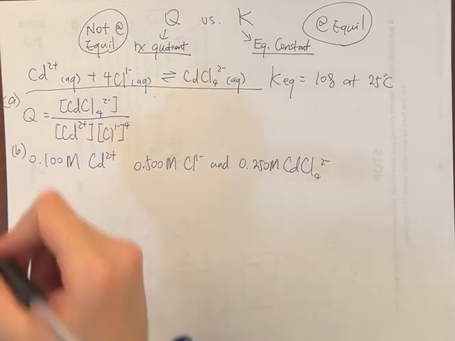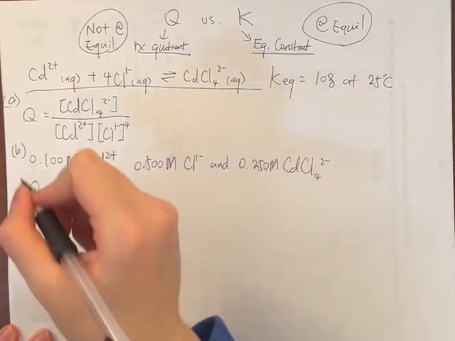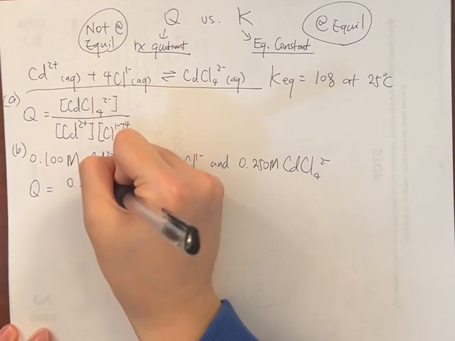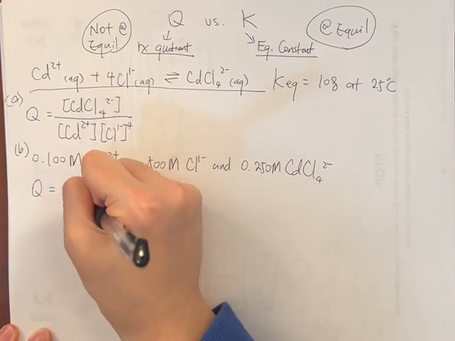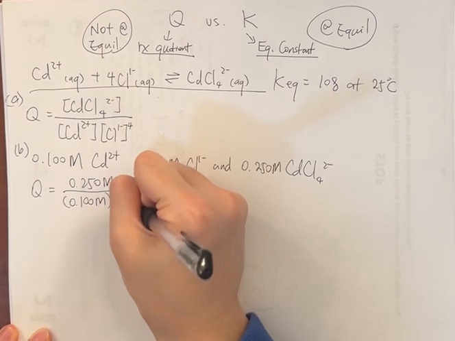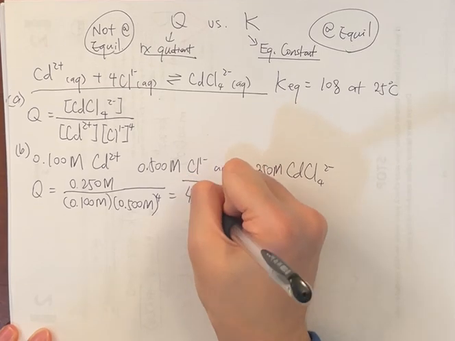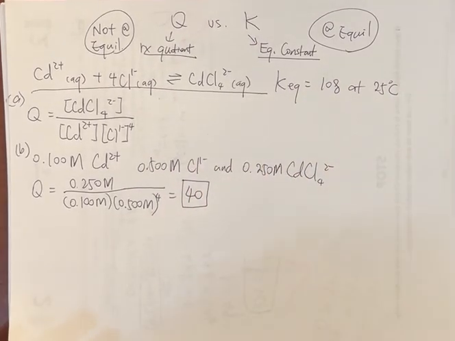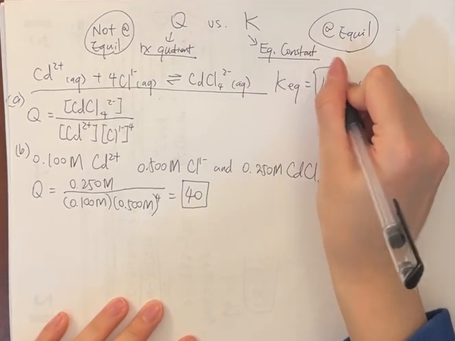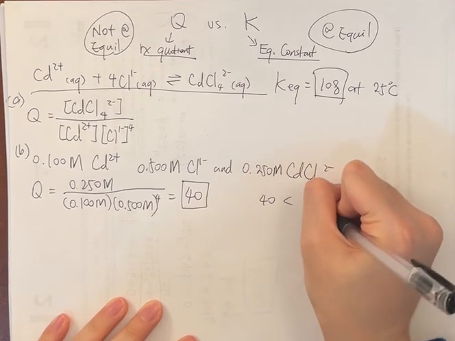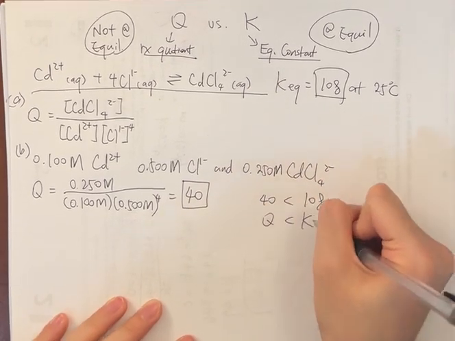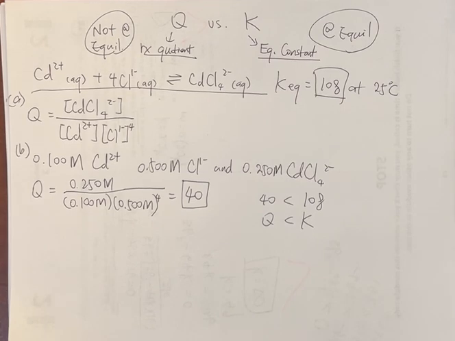Are you done? Okay, let's work together. So Q is equal to 0.250 moles divided by 0.100 mole times 0.500 mole raised to the fourth power, and it equals 40. Okay, so it asks you to compare Q and K. The K given to us is 180. So 40 is less than 180, which means Q is less than K. Well, what does it tell us? It actually tells us a lot, and that's the topic that we're going to dive deep into right now.